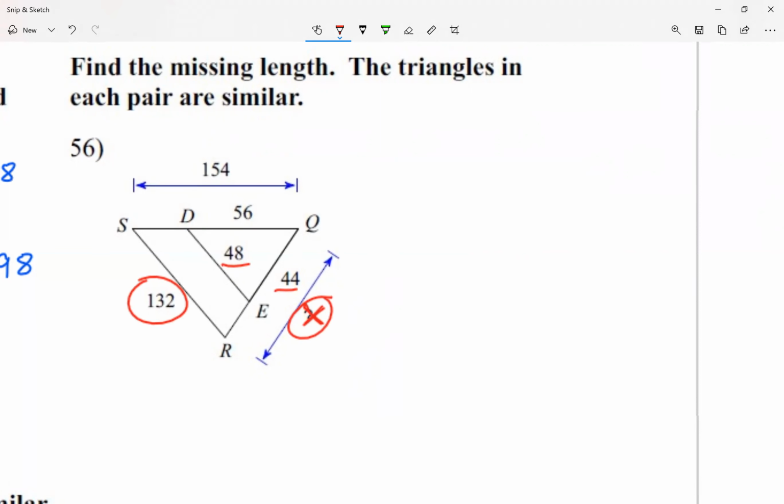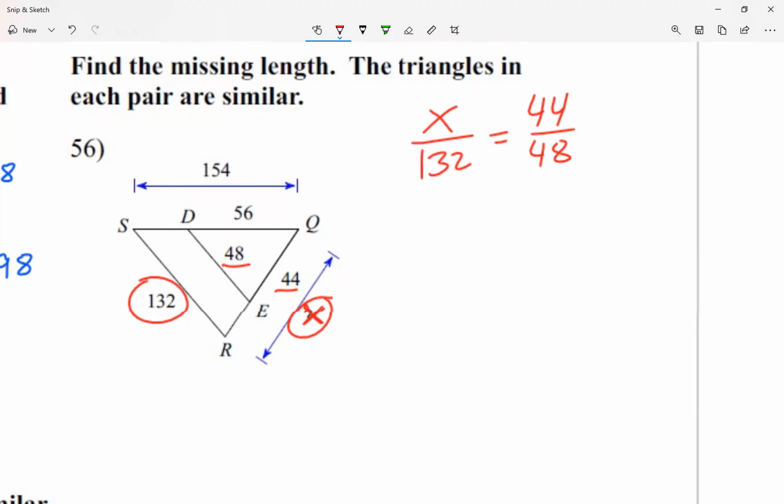So the two measurements that I circle, I'm going to say x over 132 equals 44 over 48. Now we can simplify. I will recommend simplifying. 44 and 48, we could divide each by 4, right? So it becomes 11 over 12, a little bit smaller. At the same time, sideways, 132 and 48, we can simplify.